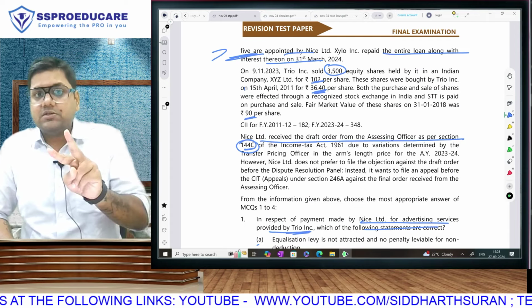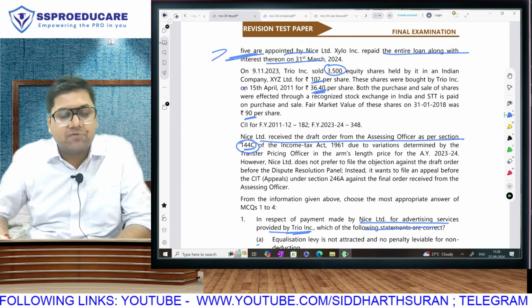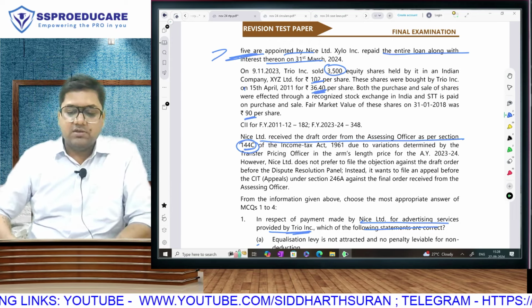You have got two options. You don't do anything, so draft order will become final order. Then you can go for your normal course of appeal. Alternatively, against the draft order itself, you can go to the dispute resolution panel.